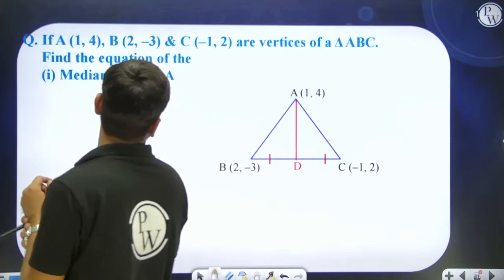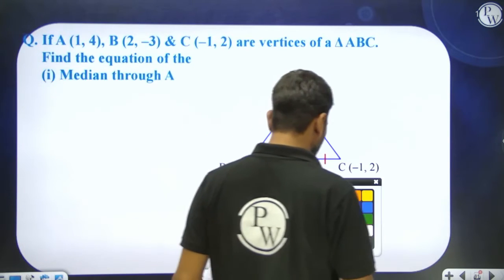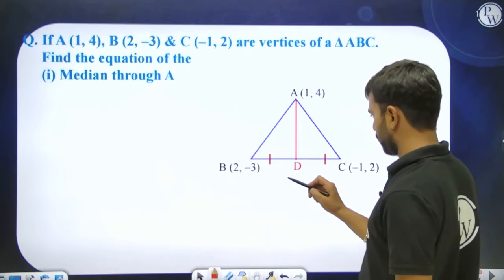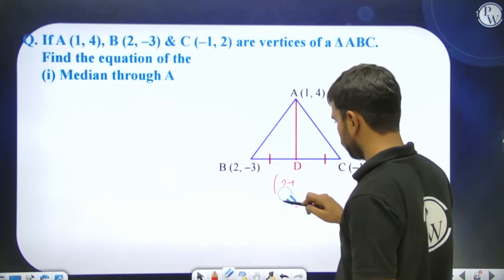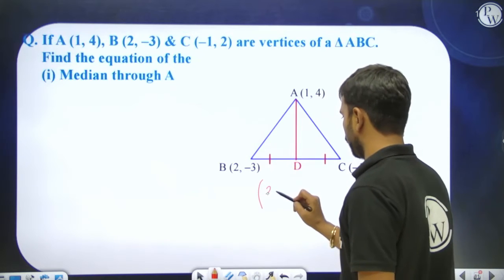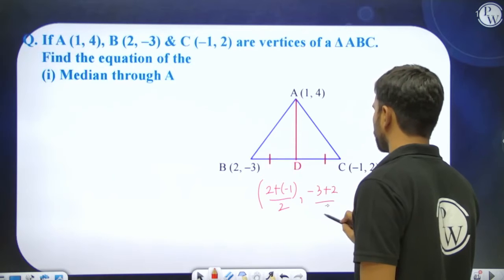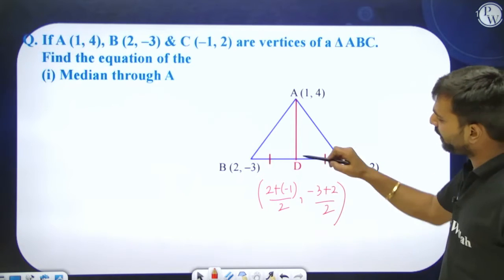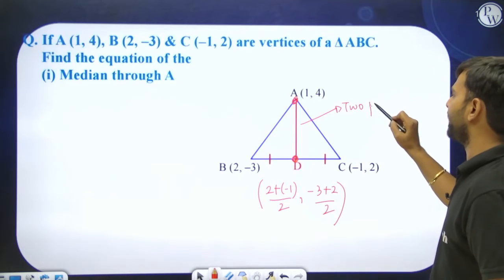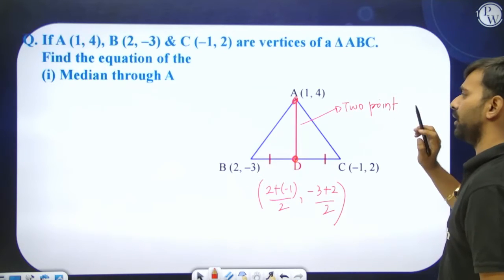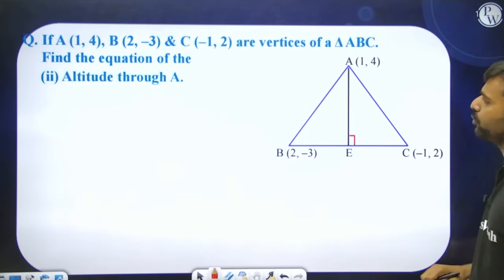If A, B and C are the vertices of a triangle ABC, then the equation of the median through A is going to be what? Now, D is going to be the midpoint. So, the midpoint formula, if you apply, 2 minus 1 by 2 comma minus 3 plus 2 by 2. So you have got the coordinates of D. The moment you have got the coordinates of D, now you can apply which form? 2-point form, and can write down the equation of median through A quite comfortably. Yes or no, everyone? I hope you guys can do this now.